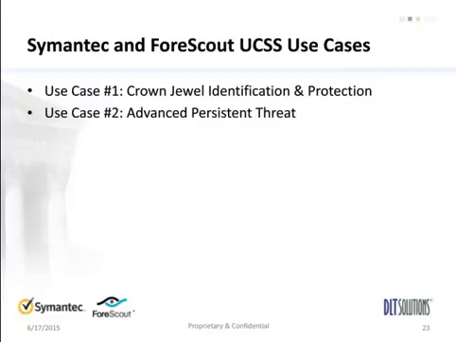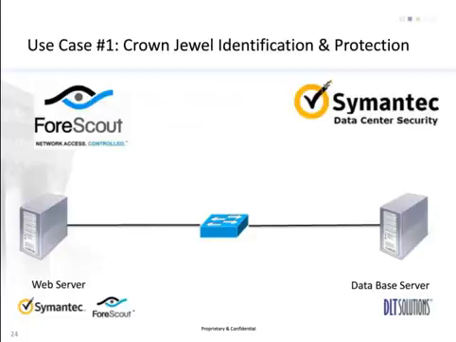So in this first use case, we have, at the top, ForeScout and Symantec Data Center Security. What we have here is two systems, a web server and a database server, that DLP has identified, either through the value of the data or the sensitivity of the data, as crown jewel systems, or highly important systems to the organization, based on the data, the access to the data, who's accessing it, who's using it, and so forth.